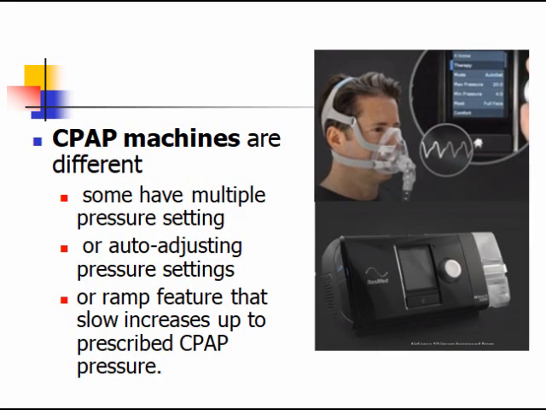There are many different types of CPAP machines that provide settings that may work best for one patient versus another. Some have multiple pressure sensing or auto-adjusting pressure, or a ramp feature that slowly increases up to the prescribed CPAP pressure. All of these things are variations that might be helpful for the patient. Again, companies only have a limited number of these machines.